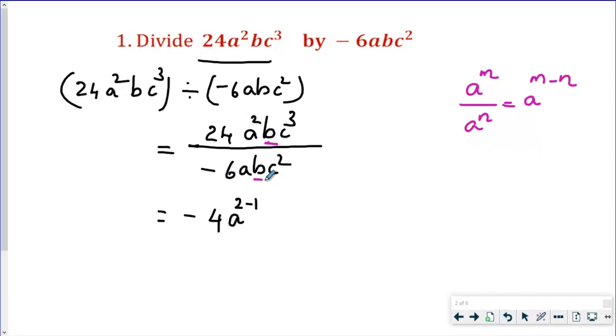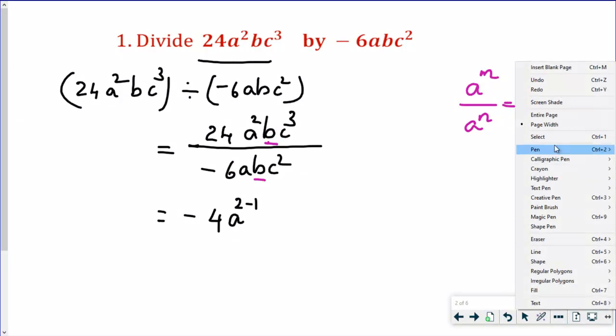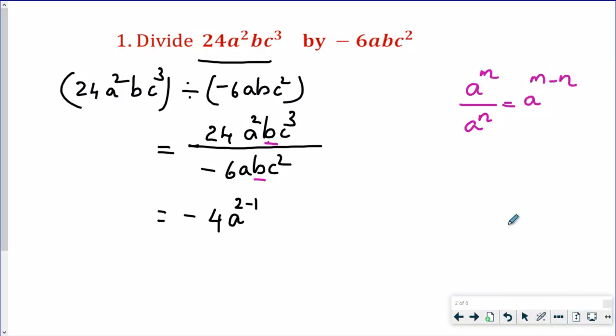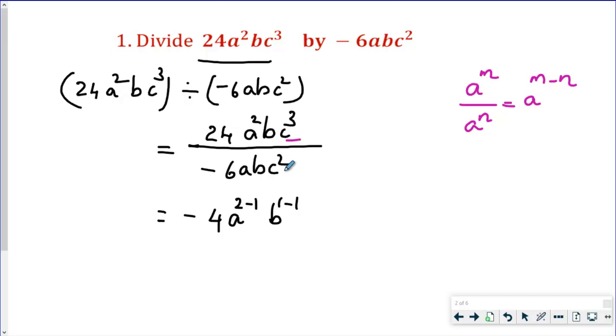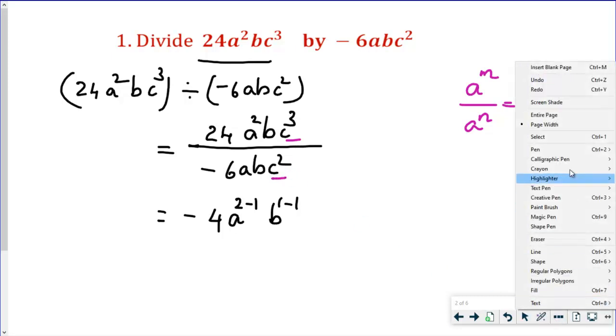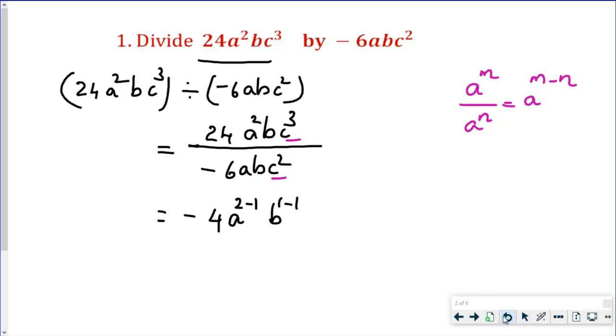Now the next variable, b. Both are b, with power 1 in the numerator and 1 in the denominator. So we can write b power 1 minus 1. Now the last variable, c cube and c square. So we can write c power 3 minus 2. Now we can solve this: it is equal to minus 4 a power 2 minus 1 is 1, b power 0, and here 3 minus 2 is 1.